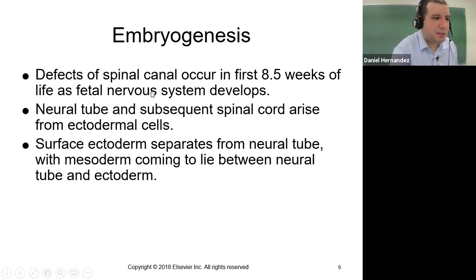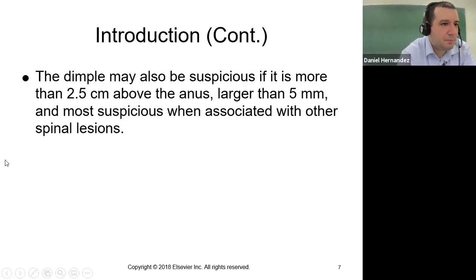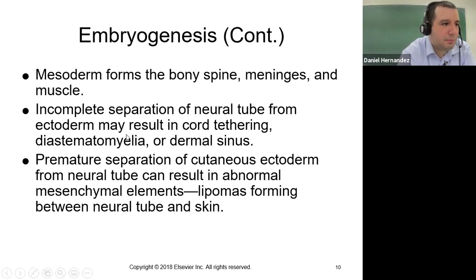So embryogenesis, this is a little A&P. Defects of the spinal canal occur in the first 8.5 weeks of life as the fetal nervous system develops. The neural tube and subsequent spinal cord arise from ectoderm cells. The surface of these ectoderm cells separates from the neural tube, with mesoderm coming to lie in between the neural tube and the ectoderm. Mesoderm forms the bony spine, meninges, and muscles.